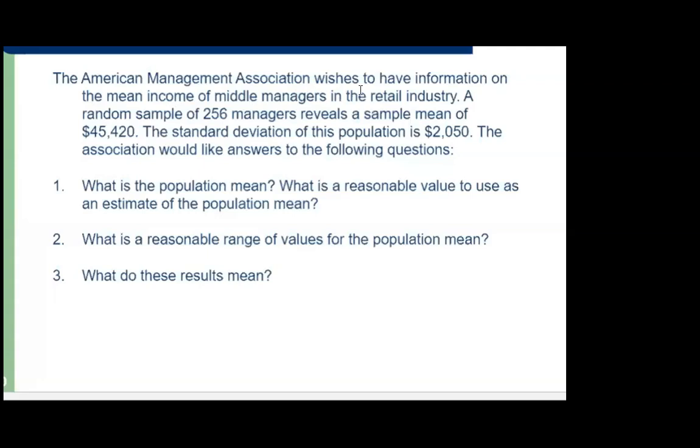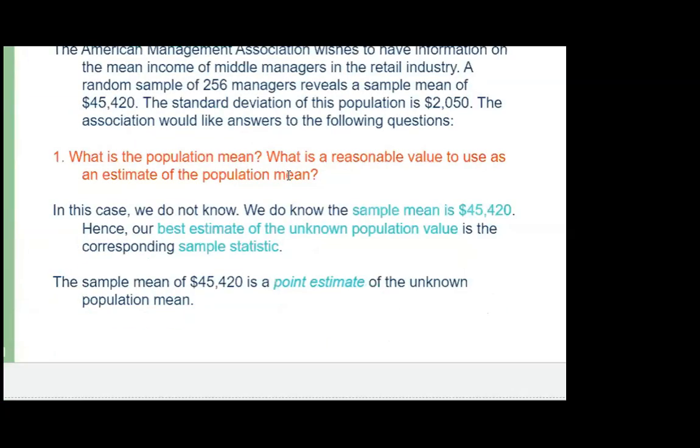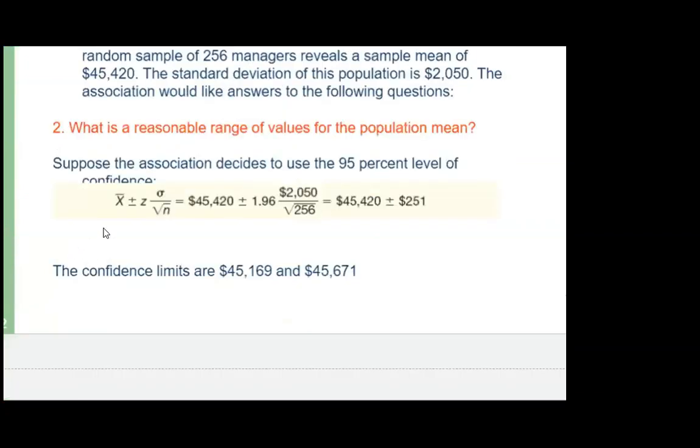So here we have an example. American Management Association wishes to have information on the income of the managers. So average is 45,420. How many managers did you select? 256. What's the standard deviation? $2,050. So what's the range that we can say like 95% of these managers have salaries in that range? So we can simply just calculate it. So x bar, that's the average salary, plus minus. So we say 95%, right?